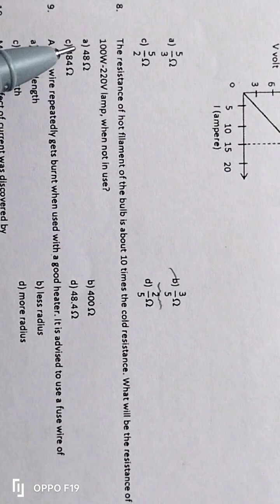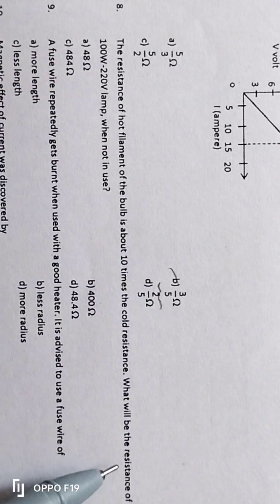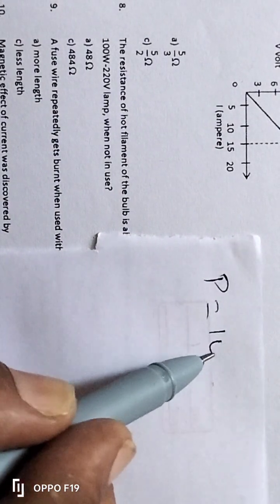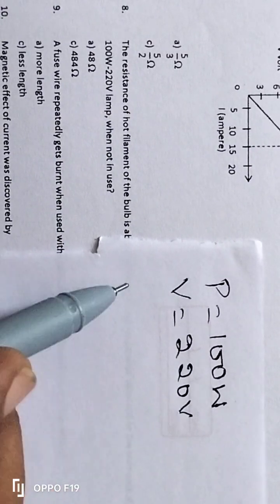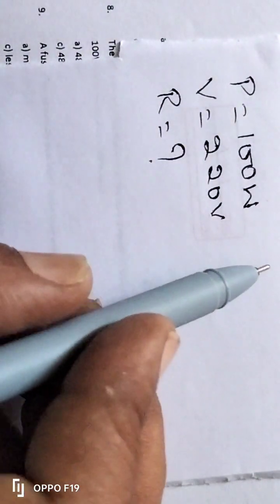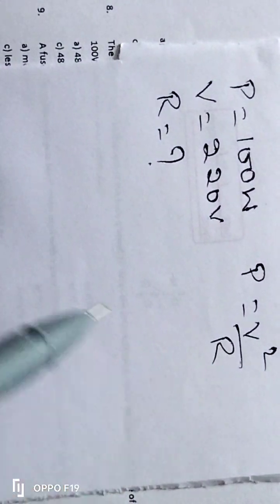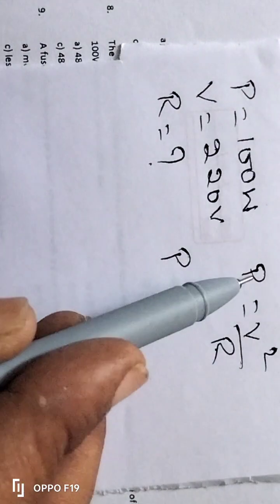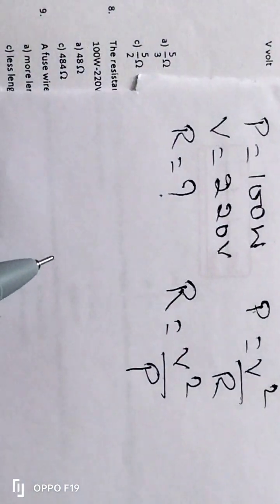In this question, he has given power as 100 watt and voltage as 220. Now we have to calculate the resistance. So power is equal to 100 watt, then voltage is given as 220 volts. So what is the relation we have to use? We know that P is equal to V square by R. So you shift R to here and P to the denominator. R is equal to V square divided by P.